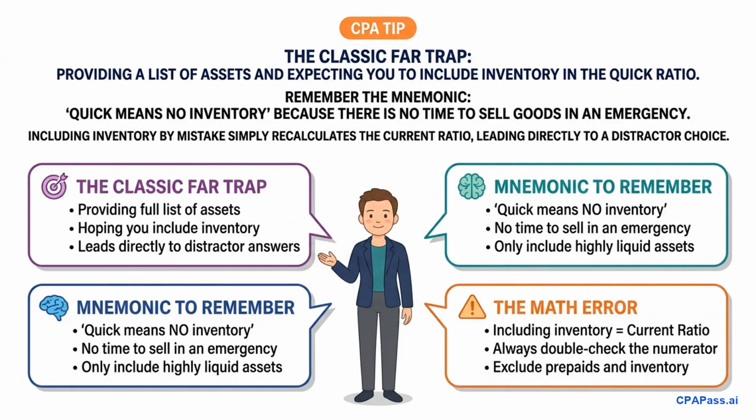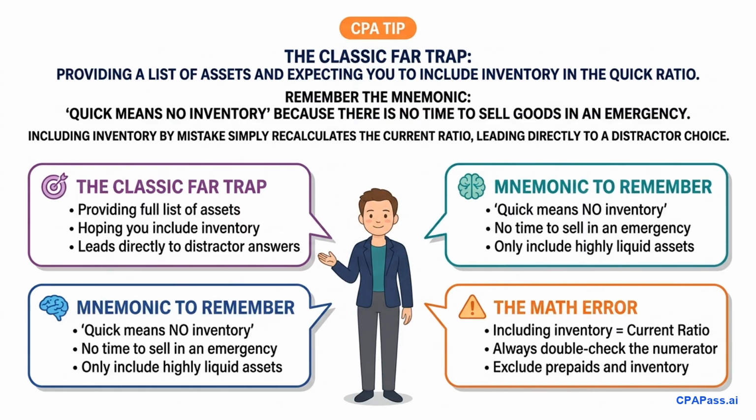This brings us to a classic examiner trap on the FAR exam, the inventory exclusion. Examiners love to provide a long list of balance sheet accounts, including inventory and prepaid expenses, and ask you to calculate the quick ratio. The trap is tempting you to include inventory in your numerator. Remember our key mnemonic? Quick means no inventory. In an emergency, there is simply no time to sell off goods to pay immediate bills.